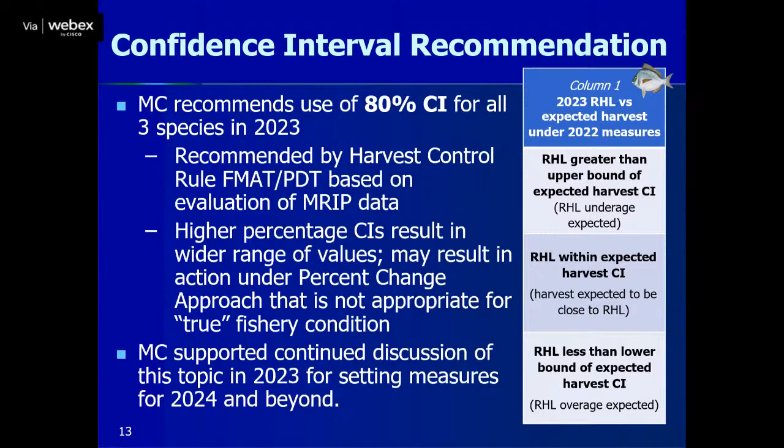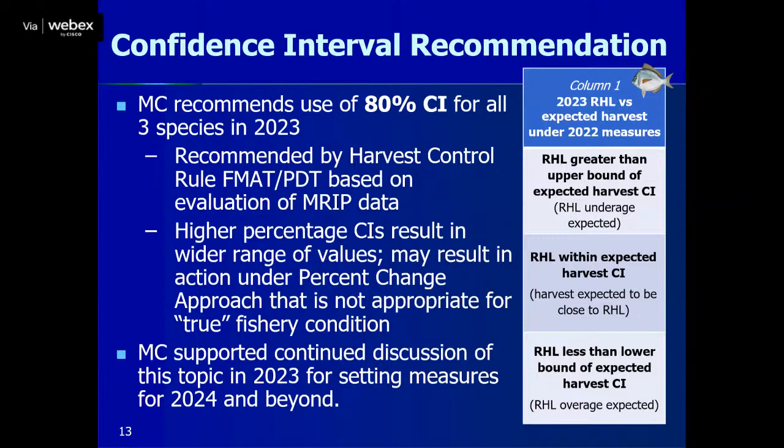So as for the confidence intervals needed for the first step, during the November monitoring committee meeting, the MC discussed what would be an appropriate confidence interval, and they ultimately recommended using 80% for all three species. The 80% confidence interval was originally recommended by the Harvest Control Rule FMAT and PDT based on an evaluation of MRIP data, and the monitoring committee agreed that this recommendation was still appropriate given MRIP is the primary data source for both the RFDM and the RDM.